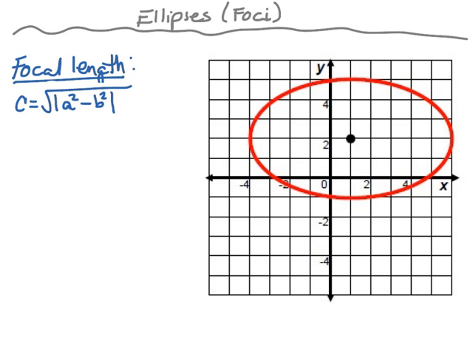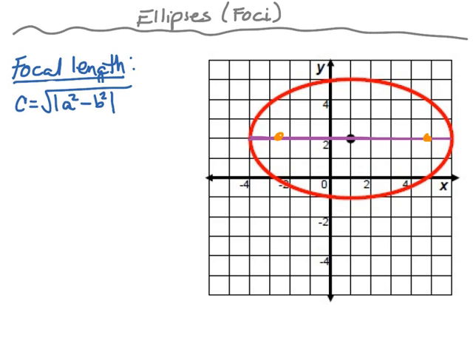Alright, let's take a look at another example. Again, what we're looking for are these 2 points called the foci. Keep in mind that these 2 points will always be on the major axis, and this right here is the major axis. So the 2 points that we're looking for are somewhere in this general area. I don't know exactly where they're at, but I know they're somewhere in that general area.